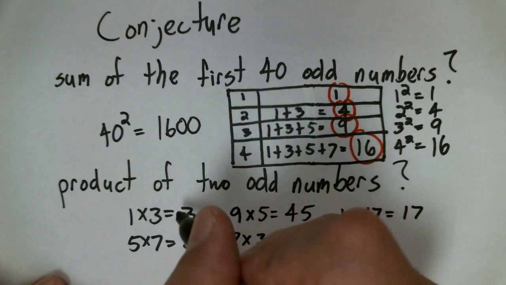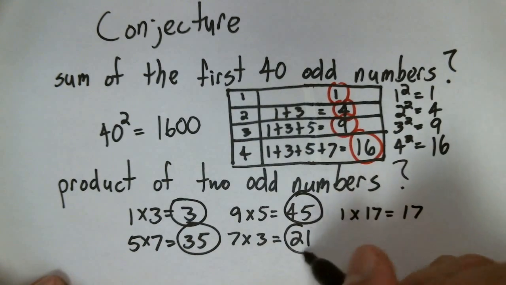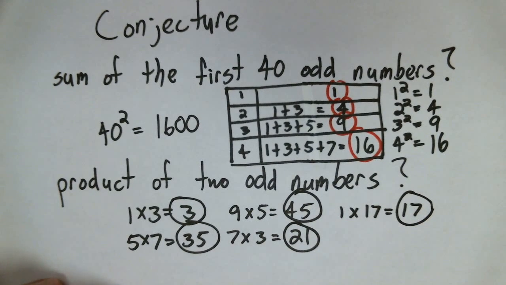You guys see a pattern? What do you notice about all these final answers? What's so special about these numbers? You want to pause the video?